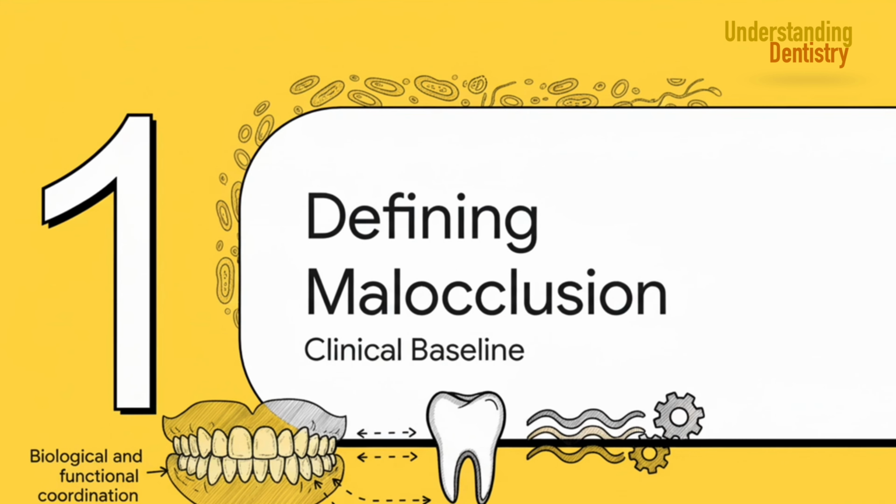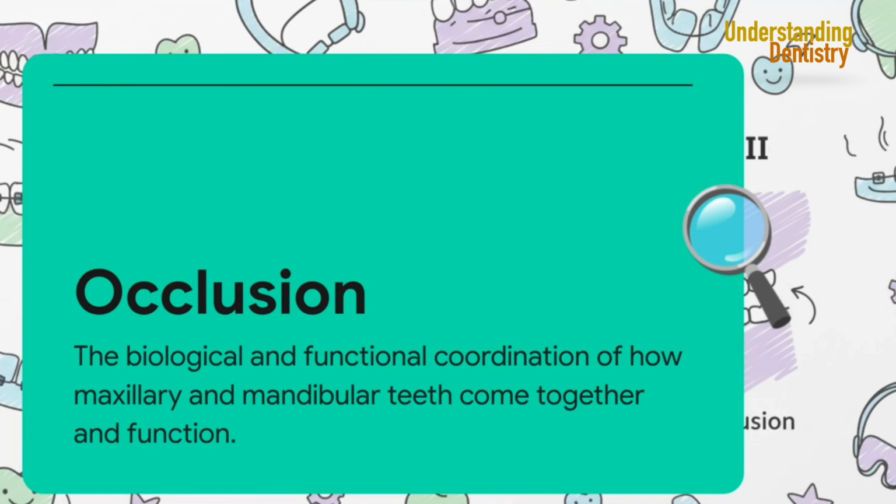Okay, first things first. Let's establish our clinical baseline. What do we actually mean when we talk about occlusion in its ideal form? So, by the book, occlusion is this perfect biological and functional coordination, how the maxillary and mandibular teeth are supposed to come together and function. But let's be real, as clinicians, we all know this textbook ideal is something you rarely, if ever, see in practice without some kind of orthodontic intervention.